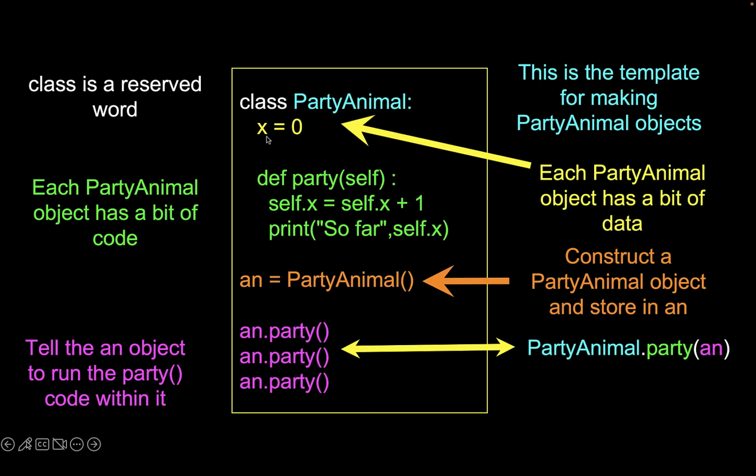These will be one per instance, right? So let's say that we instantiate, or we create, 4 instances of a party animal. Each of them in the beginning are going to have a little bit of data called X, and it's going to have the initial value 0.